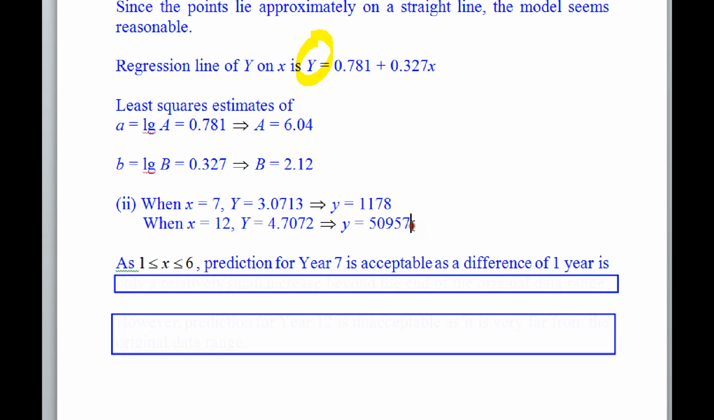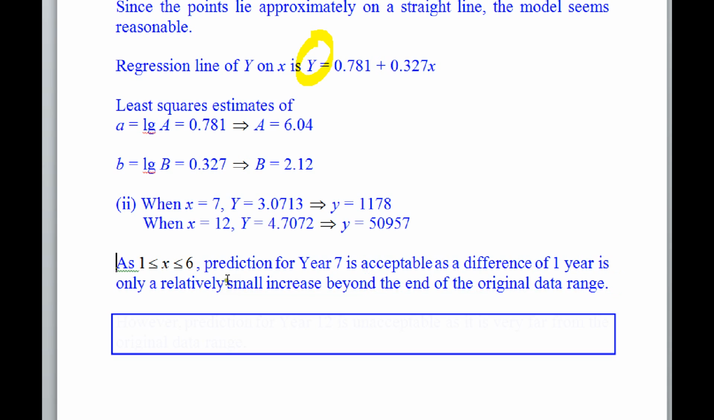As I said just now, you collected data from 1 to 6. The prediction for 7 is acceptable because you only have 1 year difference. It's only 1 year after that.